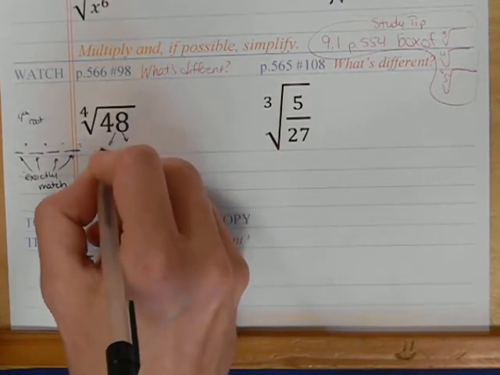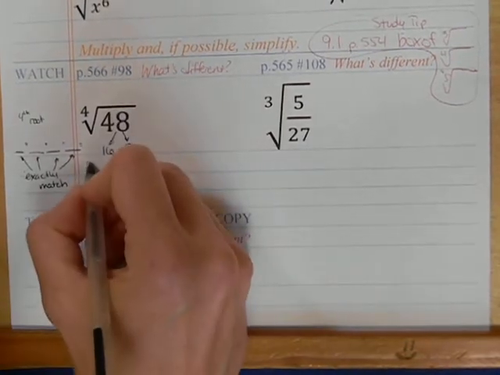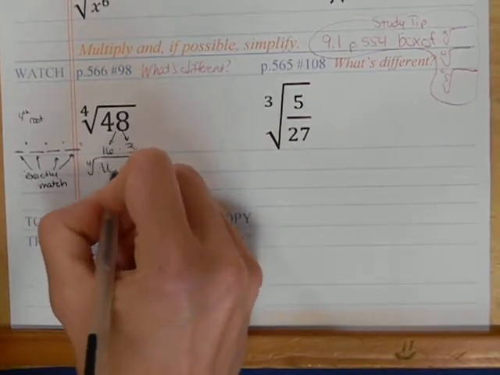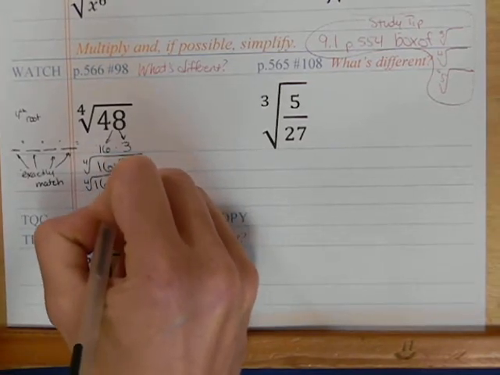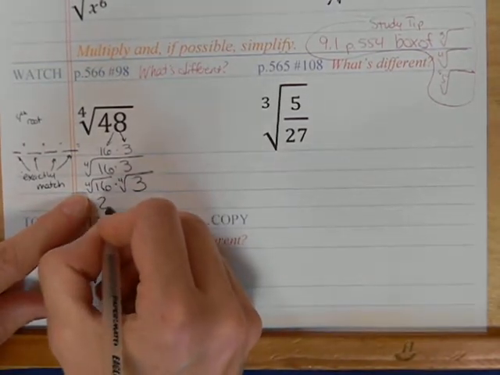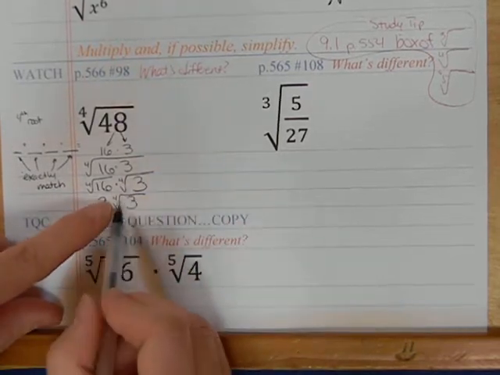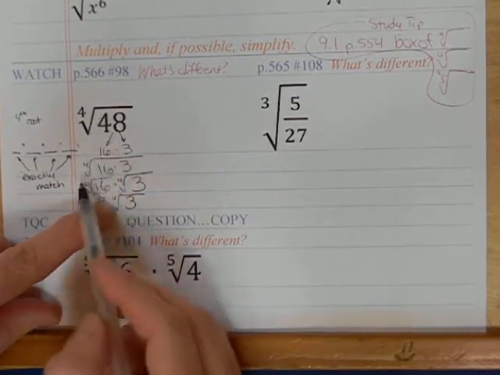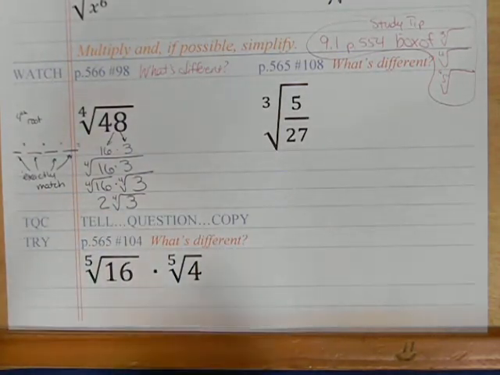In fact, 48 is 16 times 3. So you could say that this can be written as the fourth root of 16 times 3. That can break apart, fourth root of 16, fourth root of 3. The fourth root of 16 we know to be 2. And then we're just left with the 3 inside that fourth root. Notice that we bring that index all the way down, and that would be our final simplified version. But that's not the only way to get there.